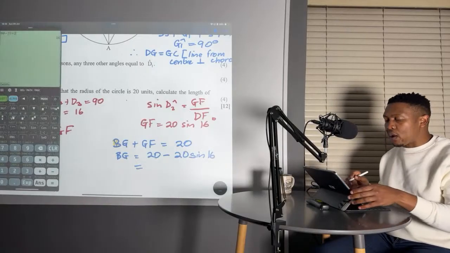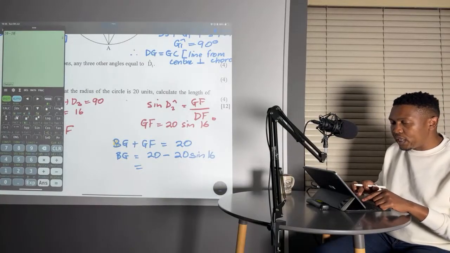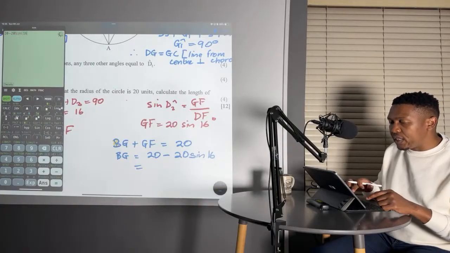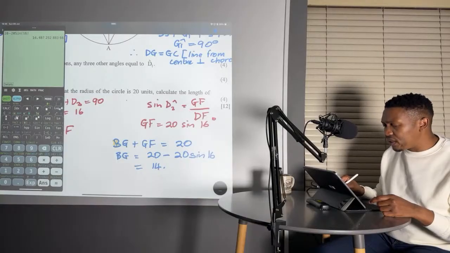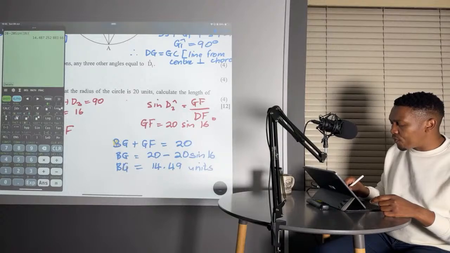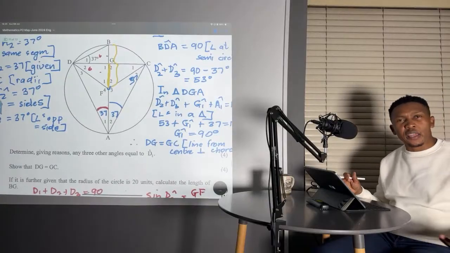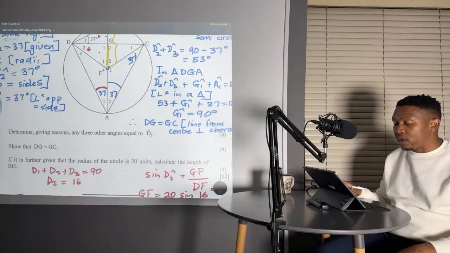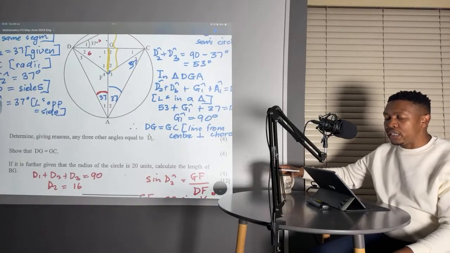And of course, we can round it off. So 20 minus 20 sine of 16, and I get a value of 14.49 units. So that's the value of BG. I'm sure there are various other ways in which you could have answered that question, but in my case, I used the smaller triangle, which is DGF.